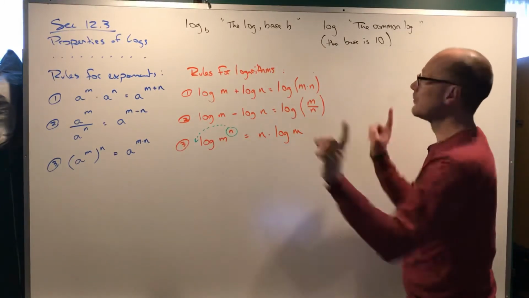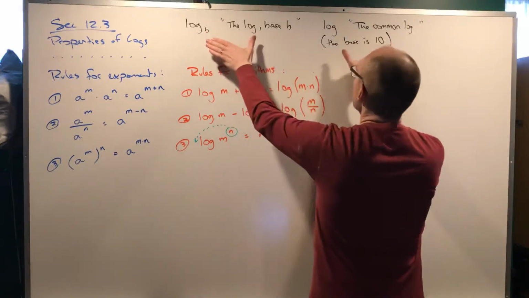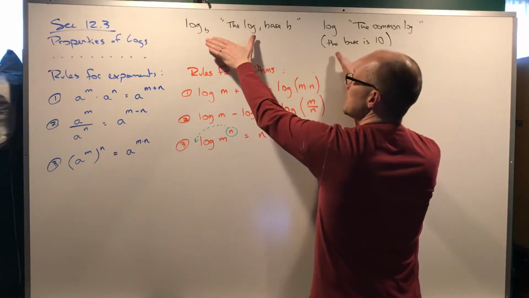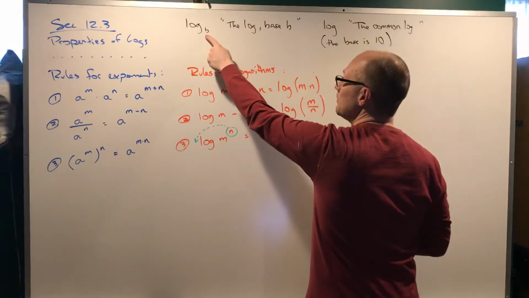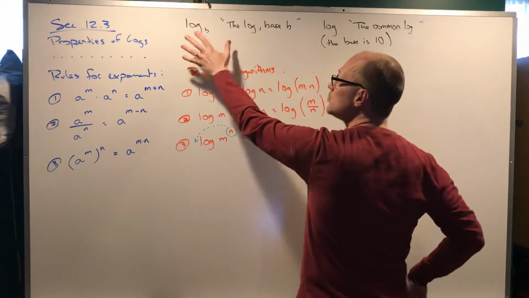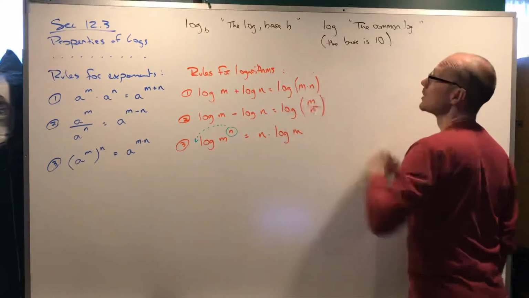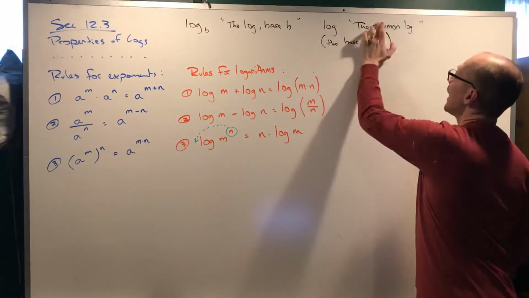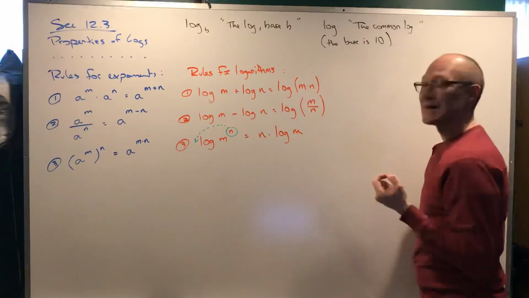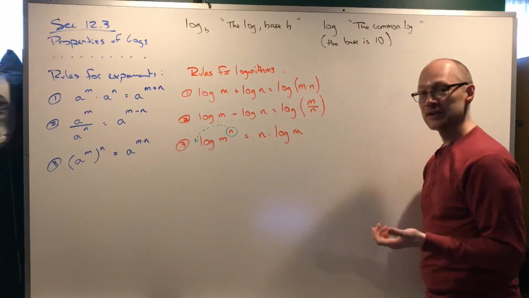Let me do a couple examples. Before I do that, let me address something maybe I should have said in a previous video. This is the log base b. What if you don't see a base? What if all you see is the word log? In that case, what that refers to is called the common log, and the base is 10.